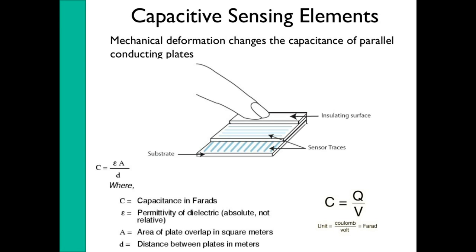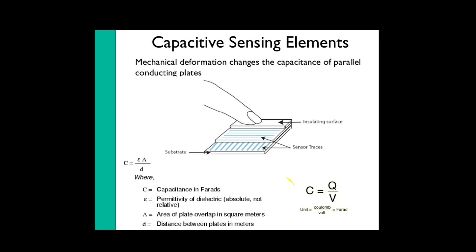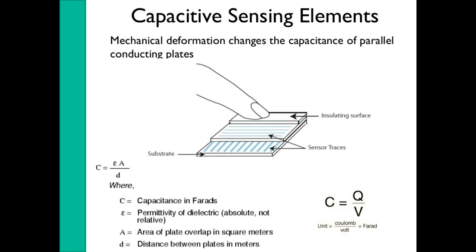Capacitive sensing element, the second one. In this, mechanical deformation changes the capacitance of parallel conducting plates. It is given by the equation C = εA/D, where C is the capacitance in farads, ε is the permittivity of the dielectric, A is the area of plate overlap in square meters, and D is the distance between the two plates in meters.